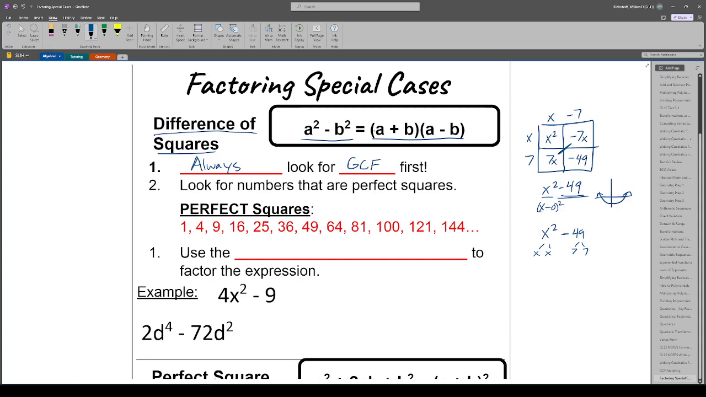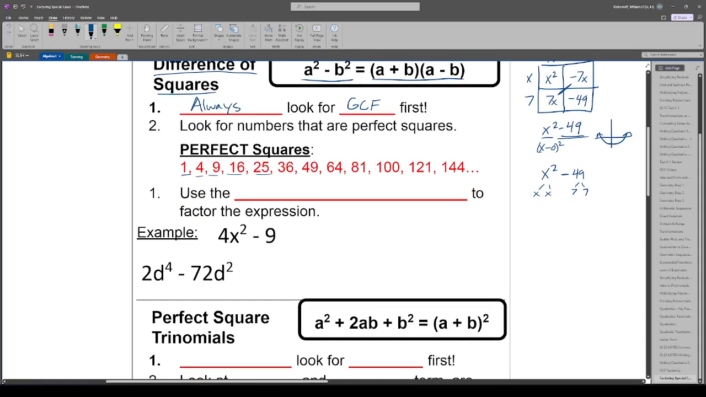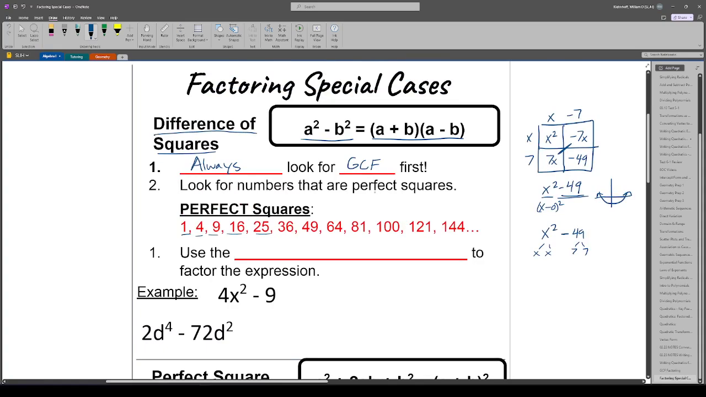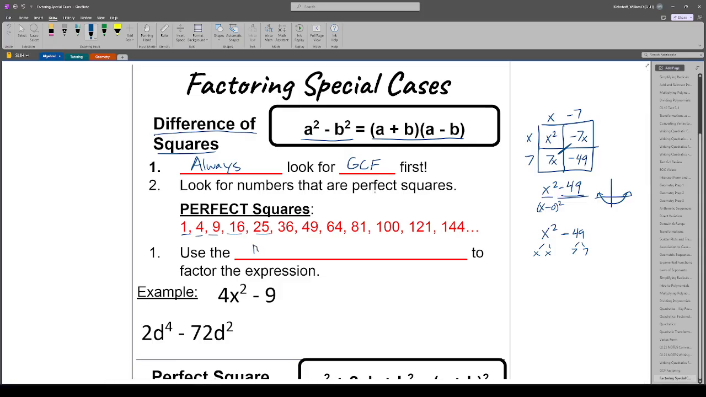So perfect squares, hopefully we know them at least through 15 or 20, are like 1, 4, 9, 16, 25, and so on. We're going to use the difference of squares pattern to factor the expression. The idea is we're factoring it like this: a plus b times a minus b.